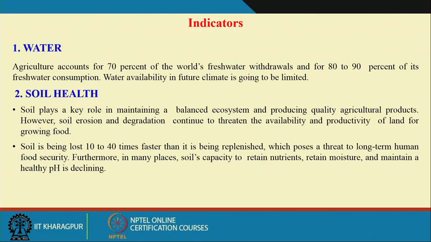Also, soil is being lost around 10 to 40 times faster than it is being replenished, which poses a threat to long-term human food security. In many places, soil's capacity to retain nutrients, retain moisture and maintain a healthy pH is also declining. So, the question is how to maintain soil health long term as an indicator.